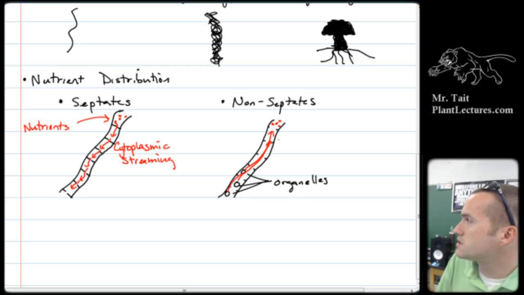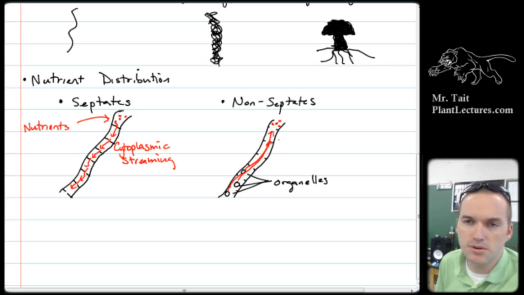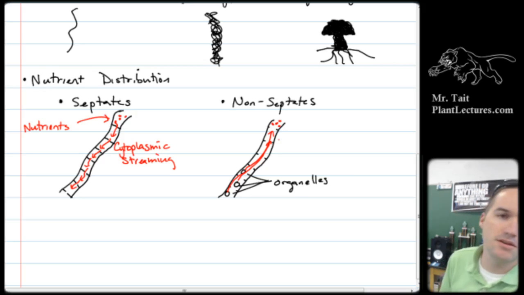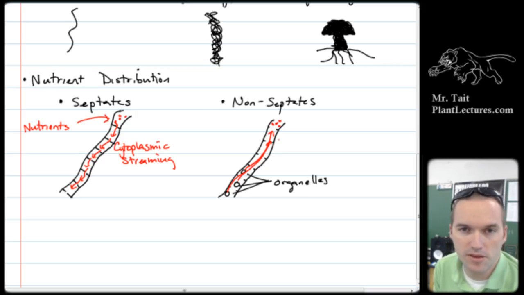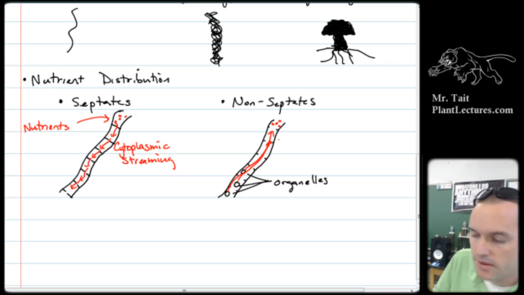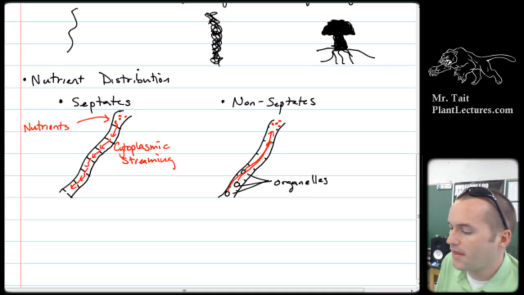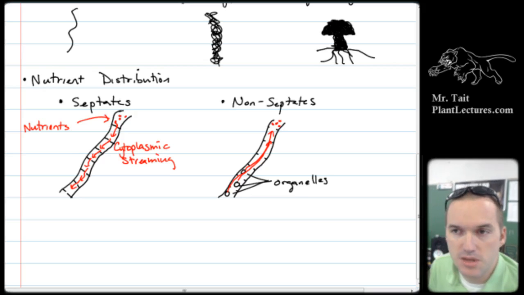Right? So it's not uncommon in a non-septate to see cells that don't have a nucleus, and cells that have 10 nuclei, and cells that only have 1 or 2 mitochondria, and then cells that have hundreds of mitochondria in them. It's just based on where the nutrient concentration is at any given time. All right, so that's one of the ways that we can classify fungi. We can say, okay, this fungus is a septate or it's a non-septate.